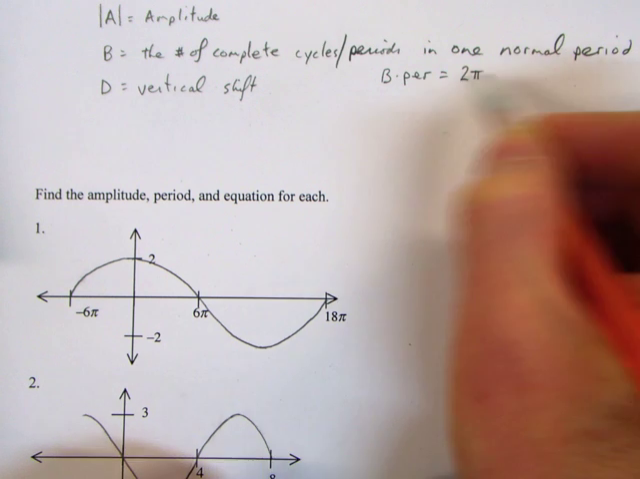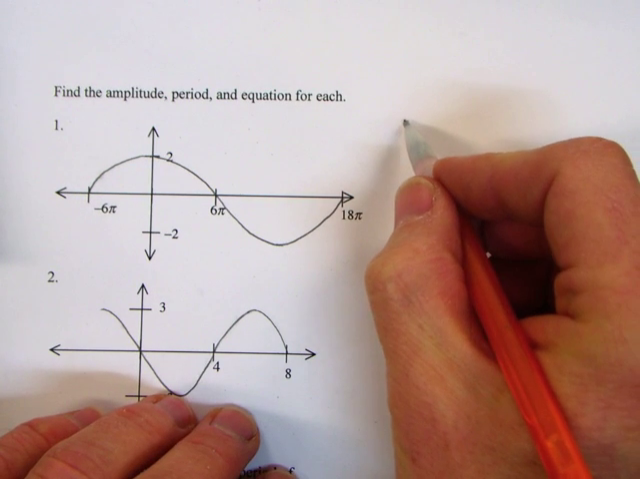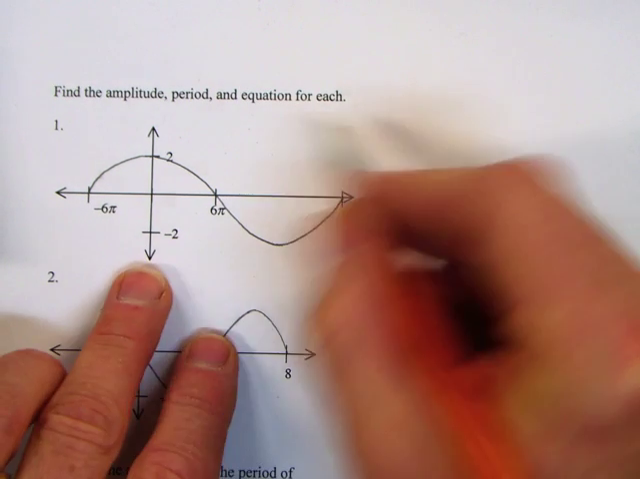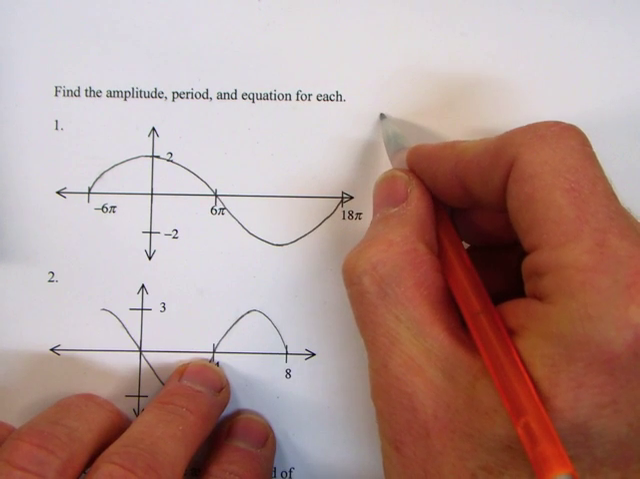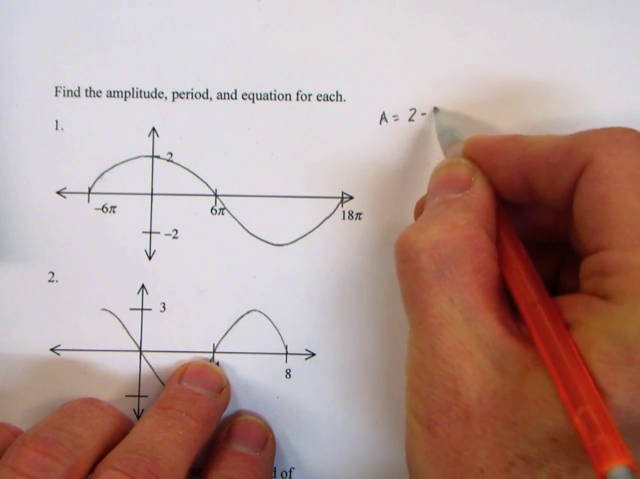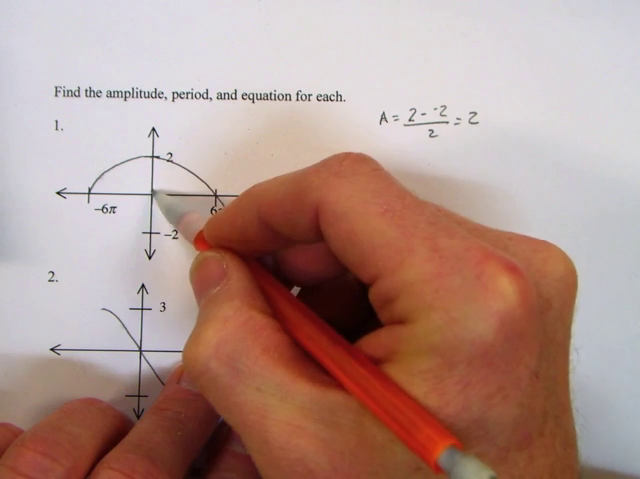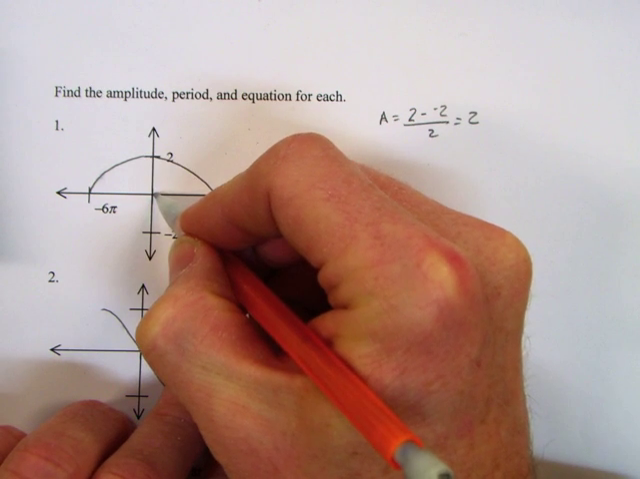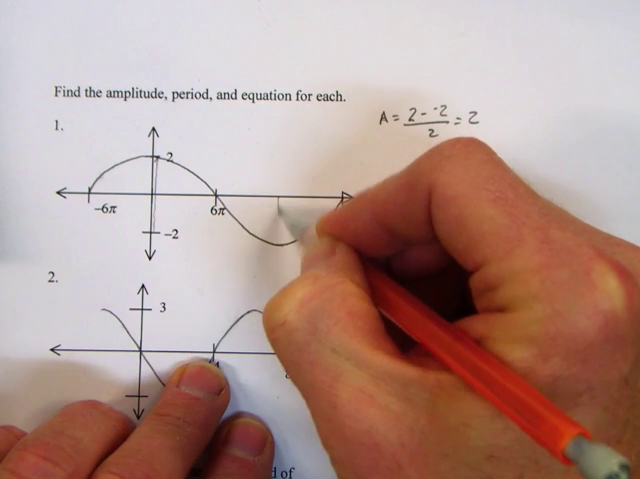So when we come down here, we can say the amplitude. Well, this one's not too bad because there is no vertical shift to it. I'll show it though: 2 minus -2 divided by 2. And yes, it's just 2. And we can see that because it's going to be the distance from your midline up, or from your midline to the lowest part. It's going to be that same distance, which is 2.